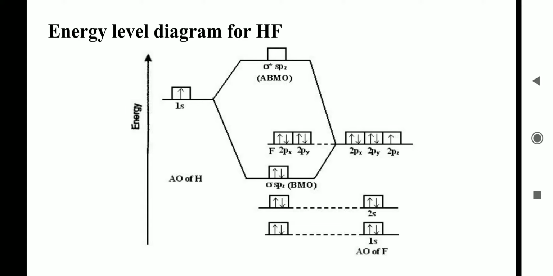The atomic orbitals of fluorine, that is 1s2, 2s2, are deeply seated and hence they just behave as atomic orbitals. They do not participate in bond formation, and 2px and 2py also behave as lone pairs of electrons. They also do not participate in the formation of the bond between H and F. And you can see that the energy level of 2px and 2py is kept the same even when the molecule is formed.